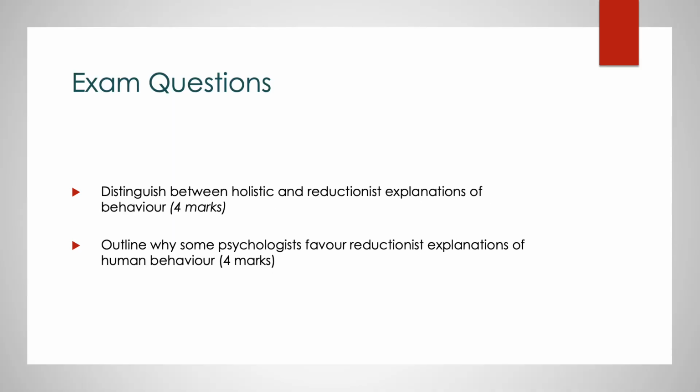Okay, your last task is to have a go at these 2 questions for me, and then we'll go through them at the start of next lesson. So number 1 is to distinguish between holistic and reductionist explanations of behaviour, 4 marks, so give me 4 AO1 points there, and then outline why some psychologists favour reductionist explanations of human behaviour. So you're basically evaluating that, so that's AO3. So have a go at those.